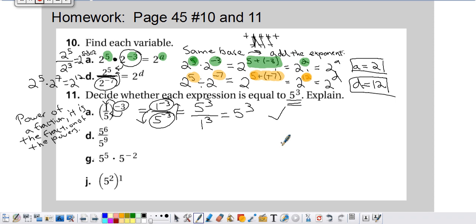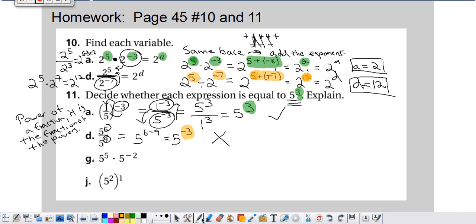Let's take a look at D. For D, if we used our subtraction rule, it would be base 5, and my powers would be the numerator minus the denominator. 6 minus 9. So that's 5 to the power of negative 3. Does this equal 5 to the power of positive 3? No, it does not, because that gives you a negative number as opposed to a positive number. And what we're looking for is a positive 3 here.